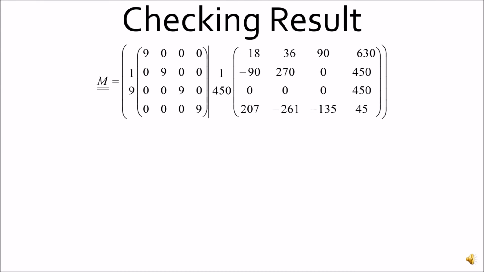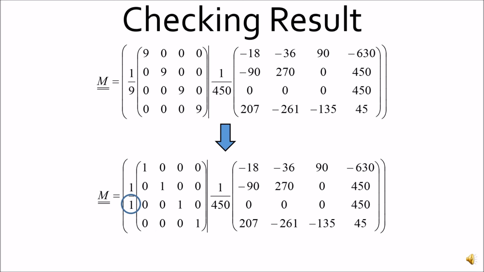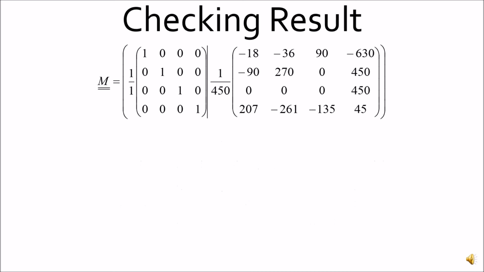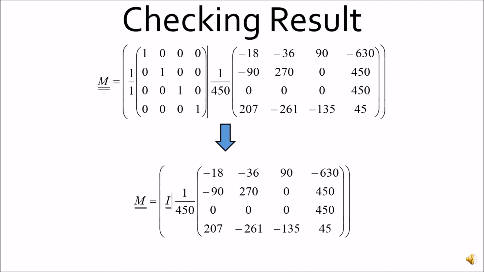And there you have it. On the left hand side we have 1 over 9 out the front and a matrix containing just 0s and 9s in the diagonal. Of course, you can just take that factor of 9 back inside, and there we have it. We have the identity matrix on the left hand side. So that indicates that we're finished.